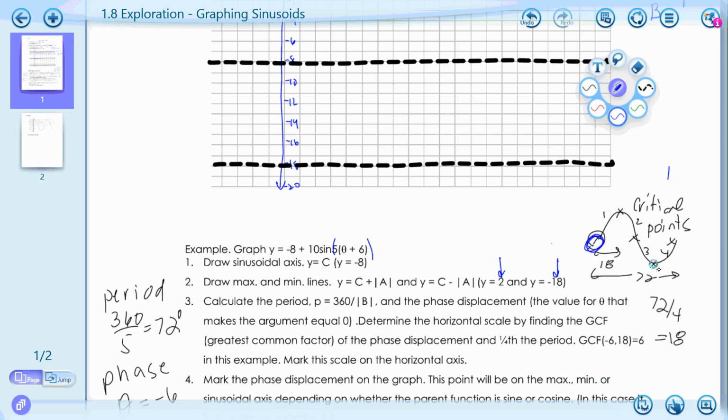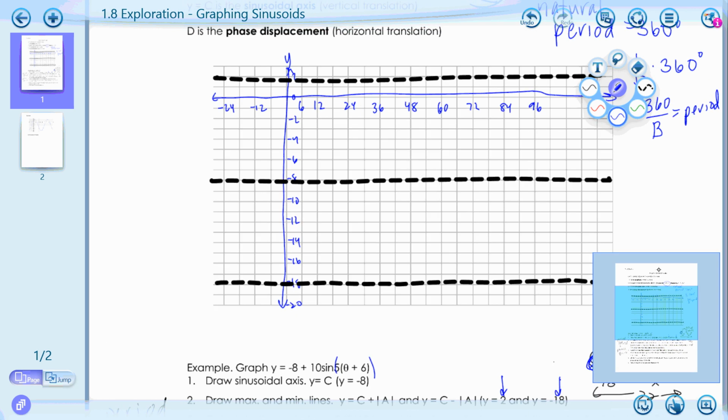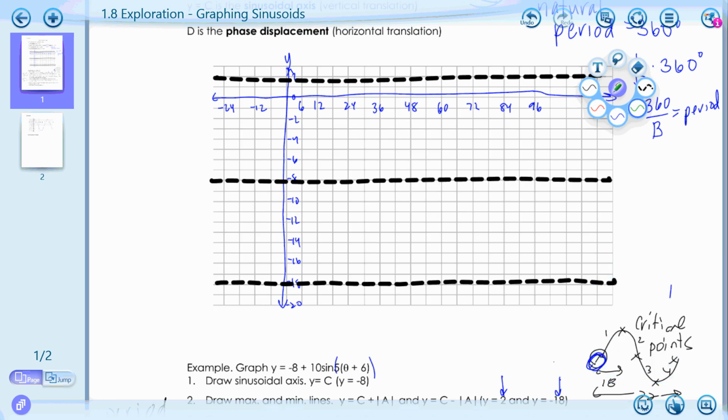This one. When x equals 0 for a sine, or when theta equals 0 for a sine, I'm in the middle line, right, on the sinusoidal axis, and I'm on my way up. So that's saying that at a theta value of -6, which is right here, my graph is going to be in the middle on the way up. And I'm going to make fairly big marks for my critical points, especially this time, because I want you to see where they are.